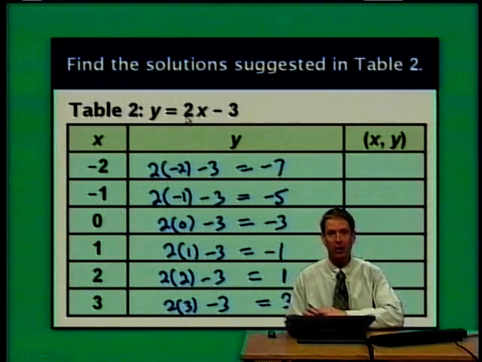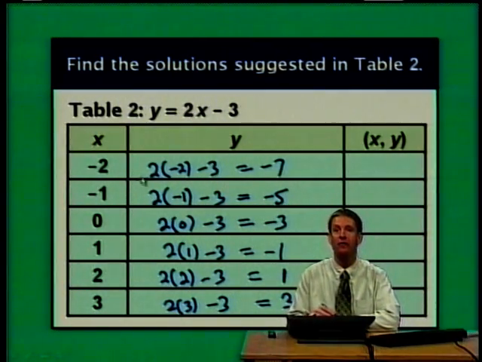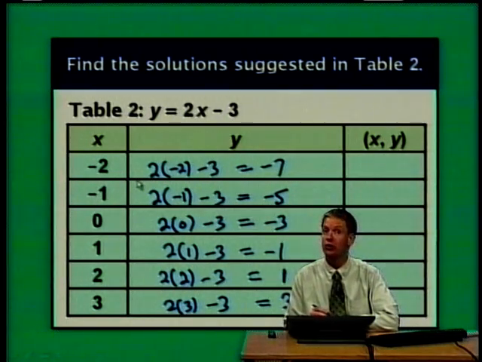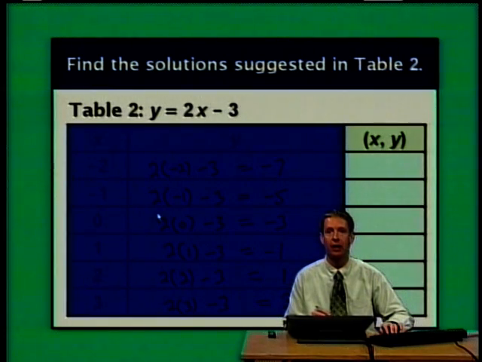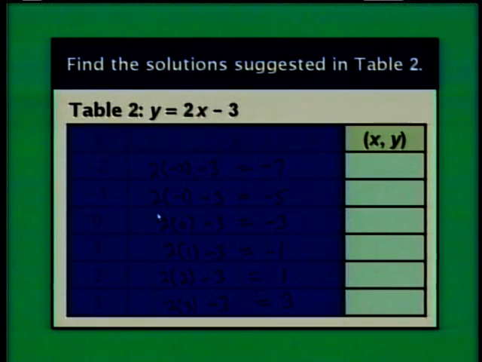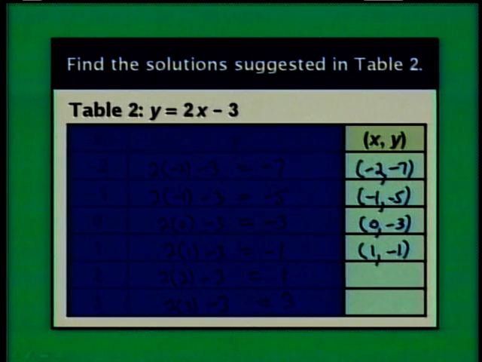Now, let's remember that technically none of the numbers we've written down are solutions to the equation. Solutions to equations with two variables are ordered pairs. These numbers imply the ordered pairs that are the solutions. The solutions are the ordered pairs negative 2, negative 7; negative 1, negative 5; 0, negative 3; 1, negative 1; 2, 1; and 3, 3.